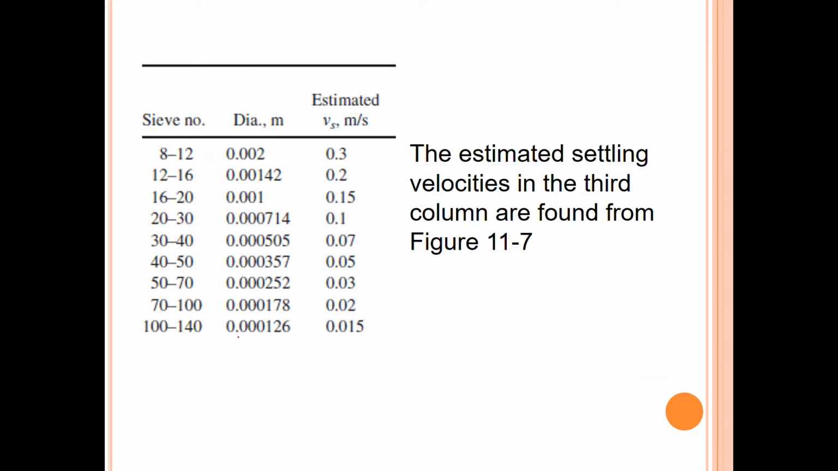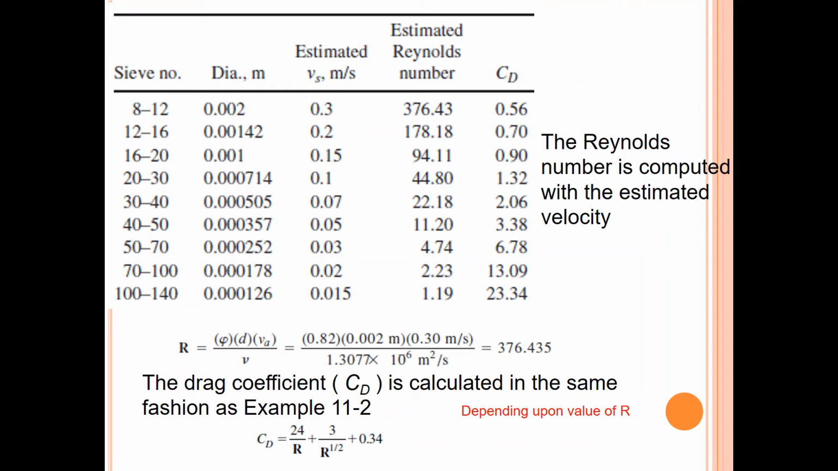Similarly, as we find the estimated settling velocity for this particle, we can do the same for all diameters, finding the estimated settling velocity from figure 11-1, and so on.